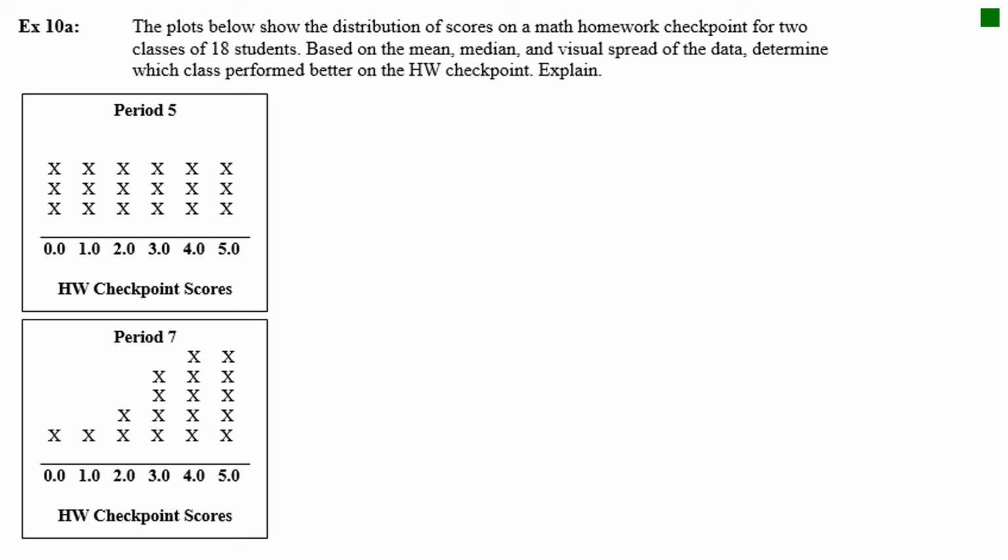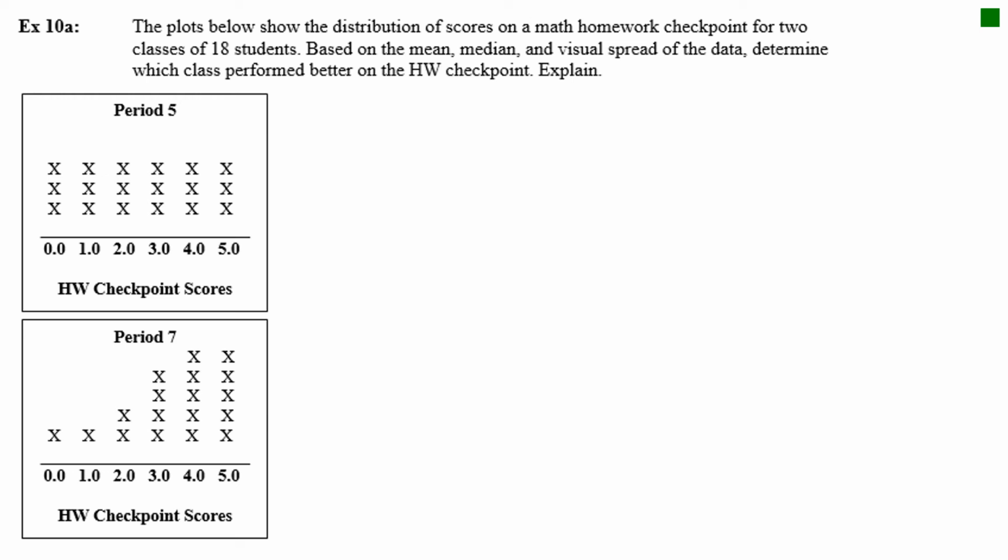Number 10A. The plots below show the distribution of scores on a math homework checkpoint for 2 classes of 18 students. Based on the mean, median, determine which class performed better on the homework checkpoint and explain. Okay, so the 3 x's above the 0.0 means that 3 students got a 0.0. The 3 x's above the 1.0 means that 3 kids scored a 1.0 on the homework checkpoint score.